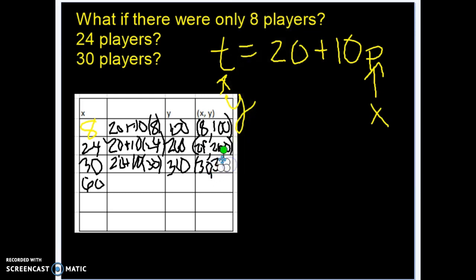You go ahead and pause the video and figure out what it would be for 60. What you should have done is substitute 60 in for the number of players. You would have done 60 times 10, which gives you 600. Then add the $20 for the artwork, which leaves you with an ordered pair of 60, 620.